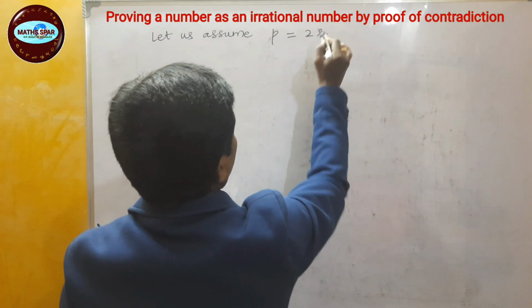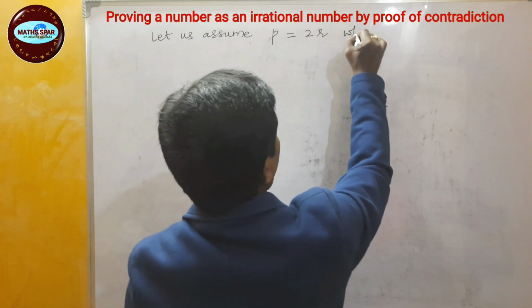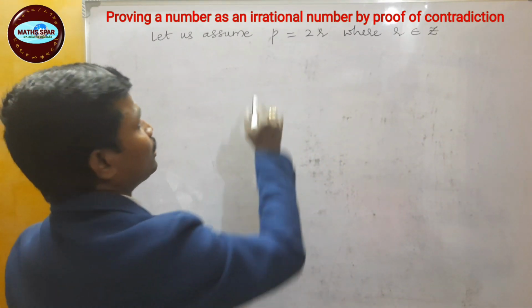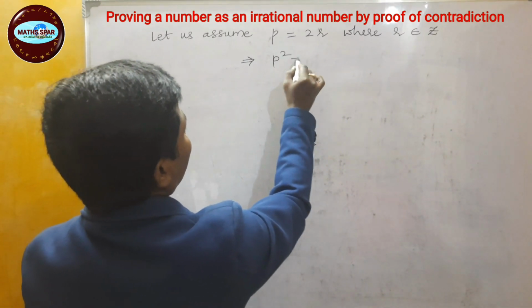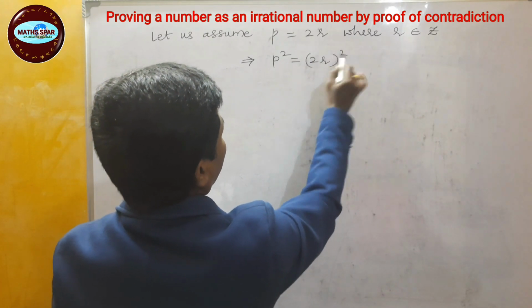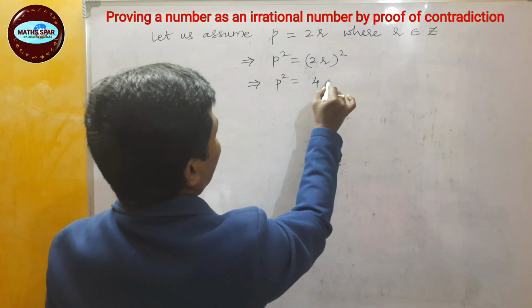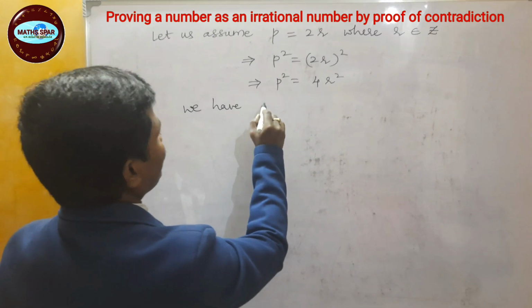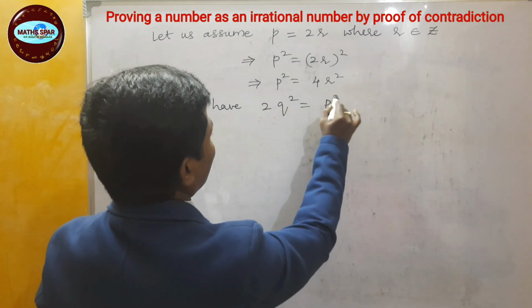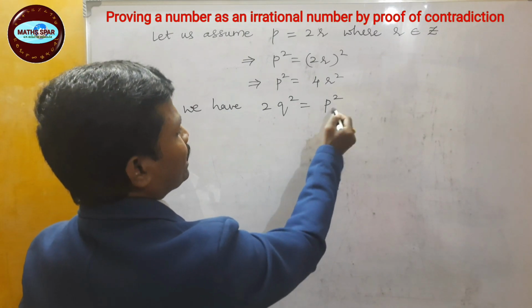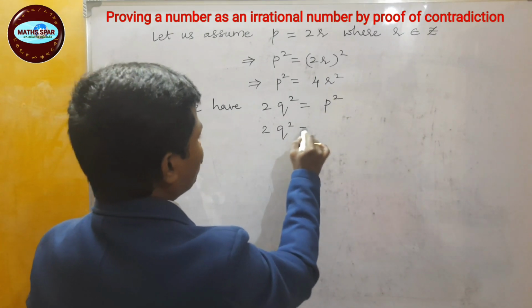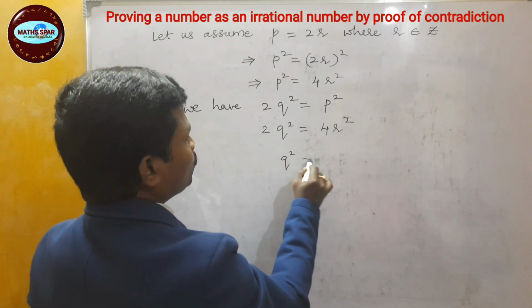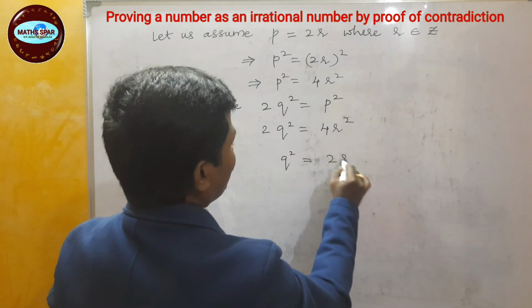Then let us assume p equal to some 2r, where r is an integer. Which implies p square will be nothing but 2r whole square, that is p square is equal to 4r square. We have 2q square is equal to p square. In place of p square, if you substitute 4r square, then here you observe that q square is 2r square.